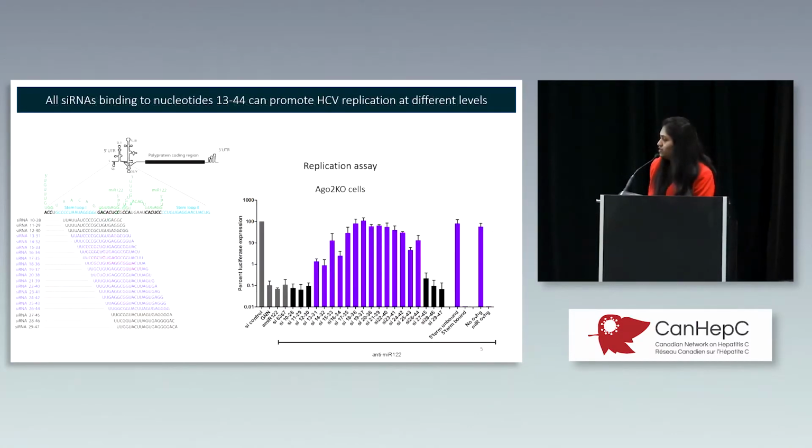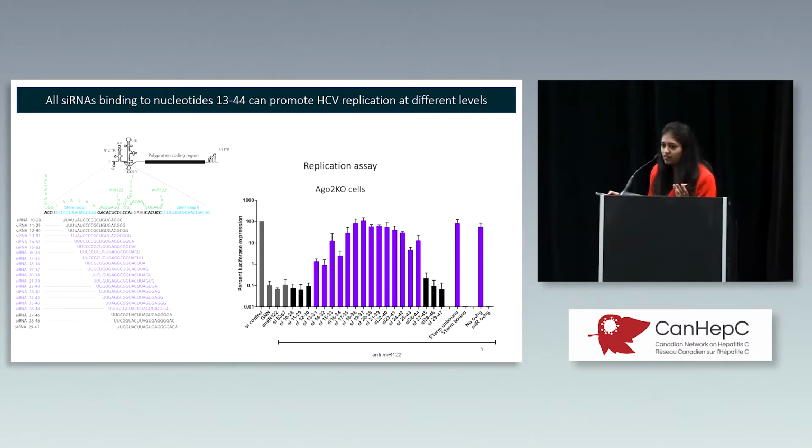These are all the siRNAs that were designed, and we walked along each nucleotide in the 5' UTR. What we saw was that most siRNAs, colored in purple, promoted virus replication at different levels. The most efficient siRNA was Si19 to 37, right in the middle of this region. As we moved away from this site, the level of replication started decreasing. The region in which small RNAs could bind and promote replication was from nucleotide 13 to 44 on the 5' UTR.